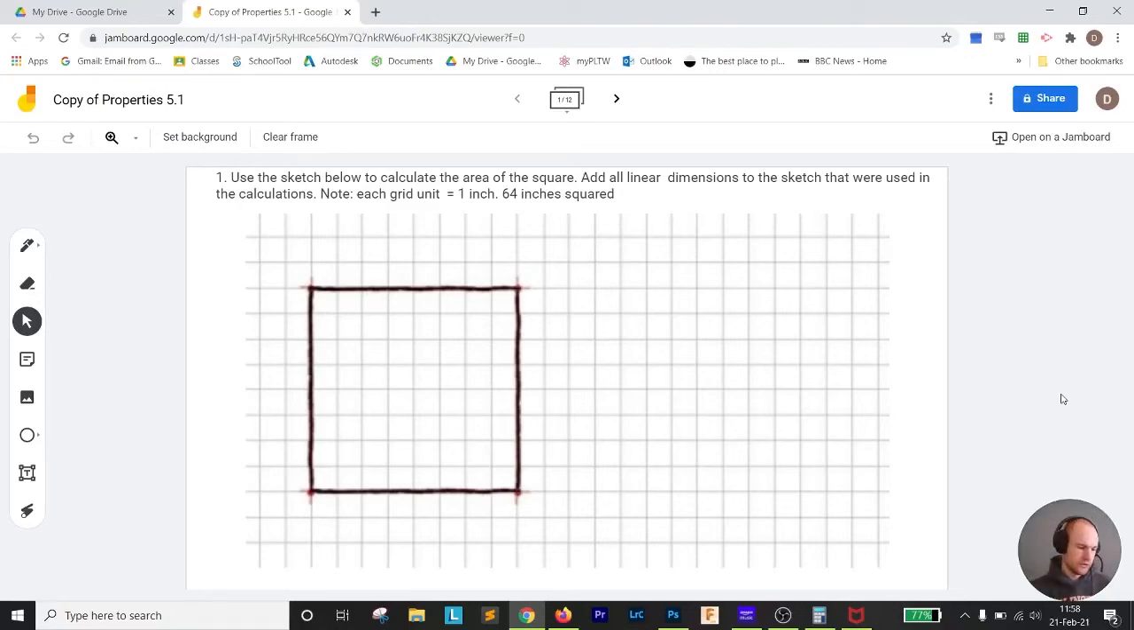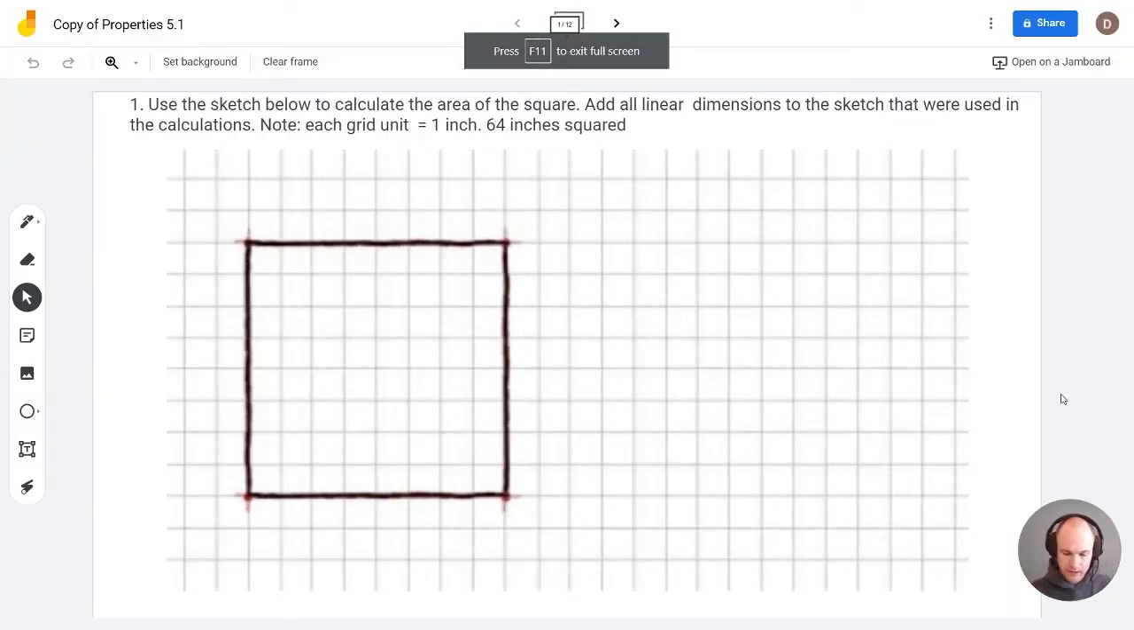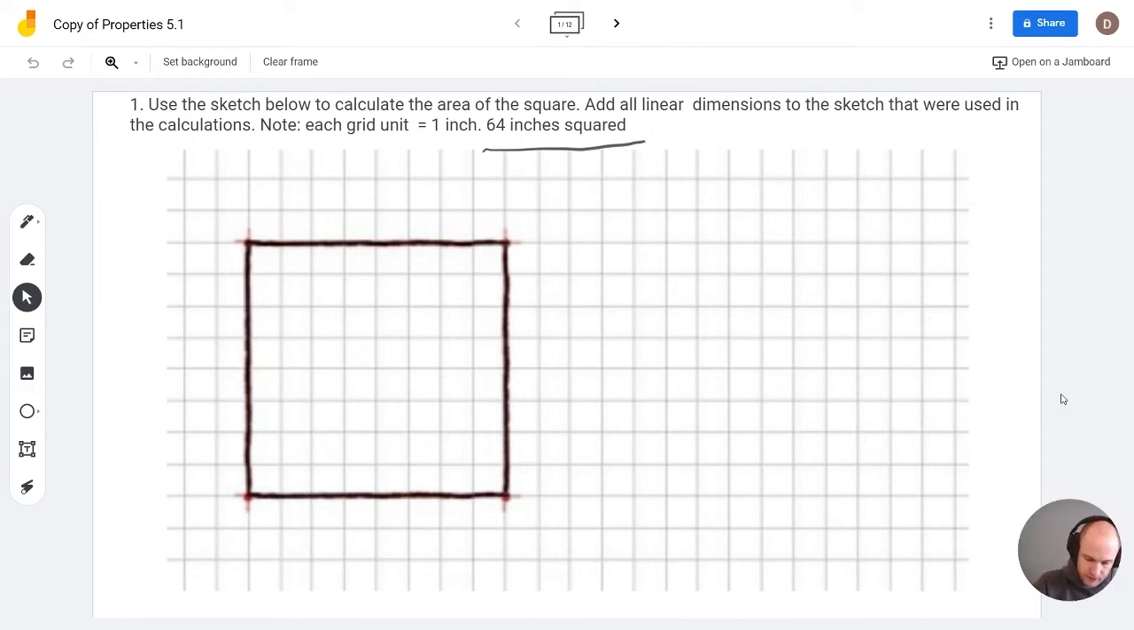Alright, so here is number 1 on the calculating properties assignment. With number 1, I'm just going to make my screen a little bigger here. What we have to do is, using the sketch below, calculate the area of the square and add all linear dimensions to the sketch. It's saying each grid box is 1 inch. It actually has the calculation in here for us, but I want to show you how to do it. So really what we have to worry about here is, one, adding our linear dimensions.